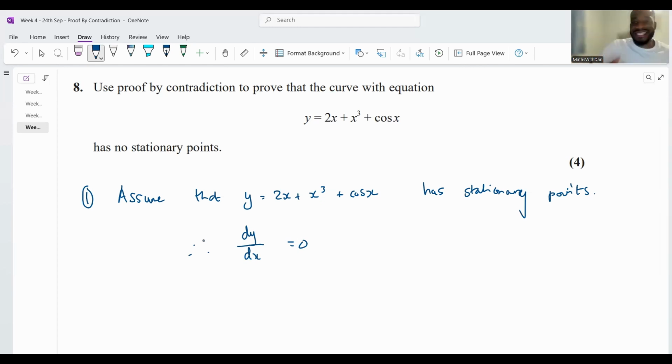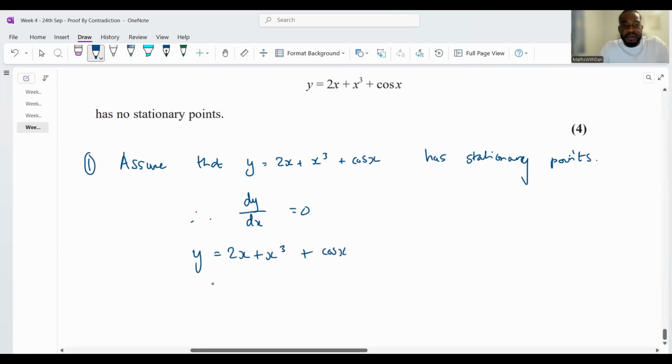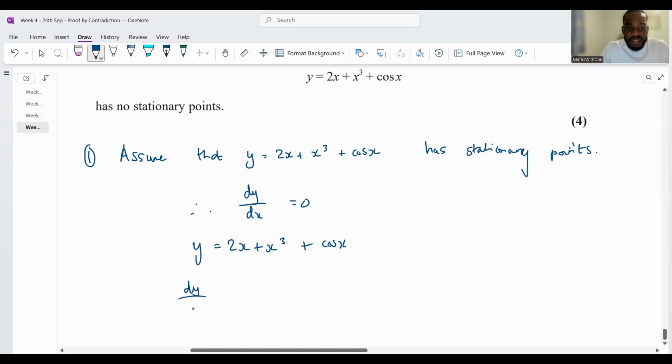I know that that has to have some issues. That actual equation itself must have some issues. So we've got y is equal to 2x plus x cubed plus cos x. Now, let's do it bit by bit. dy/dx: somebody told me very quickly the first term. What do we get? We differentiate 2x, guys. Fantastic, guys. Well done. We get 2.